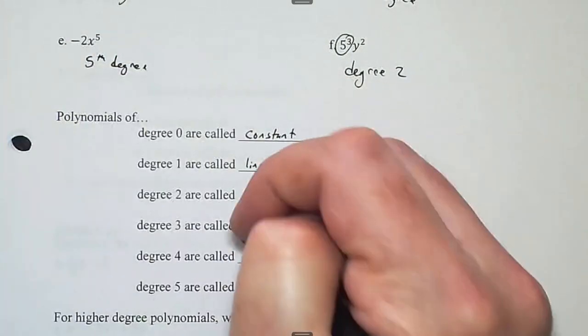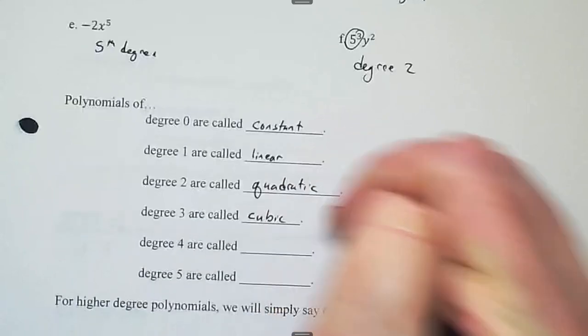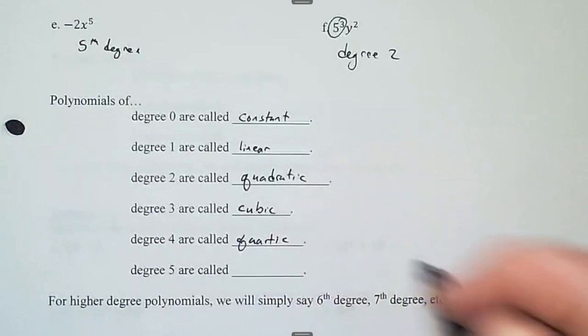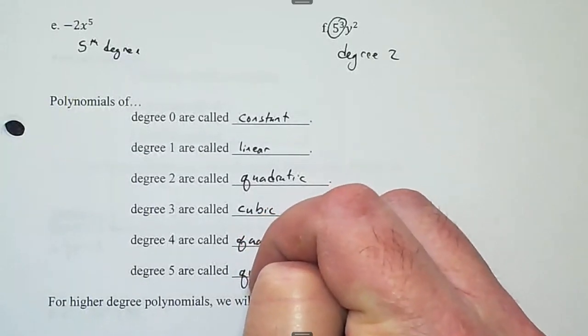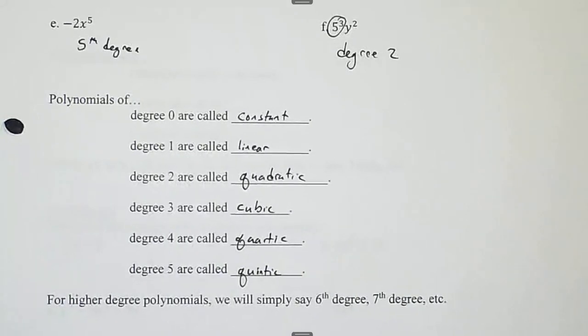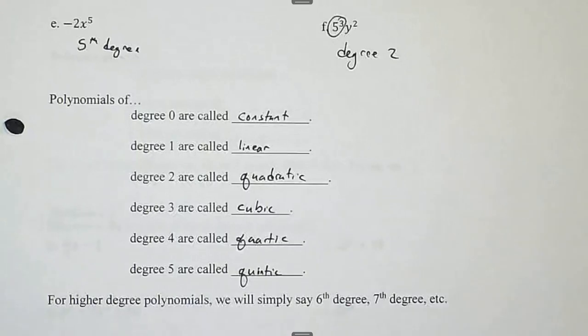Degree 3 are called cubic. Degree 4 are called quartic, like a quarter. And degree 5 are called quintic. So the only degree term that doesn't make any sense to me is quadratic, because I hear quadratic, I think 4, but it comes from the idea that the quadratic function makes a rectangle when you multiply it, if you've seen a geometric representation. So that's kind of where that word comes from.